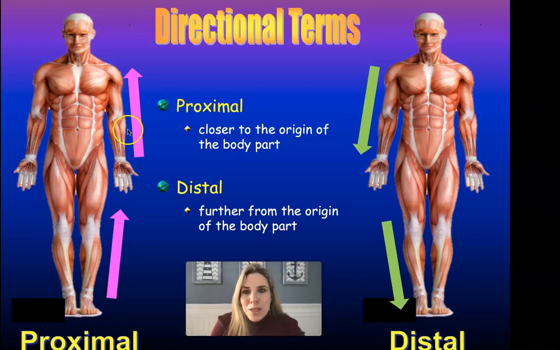So put it this way. Let's say we have a foot versus a hand. The hand is more proximal to the neck than the foot is. So it's nearer. Whereas distal is the opposite. That means further away from. So the foot is distal to the hand. So it's farther away. So proximal, closer to the origin, distal, further away.